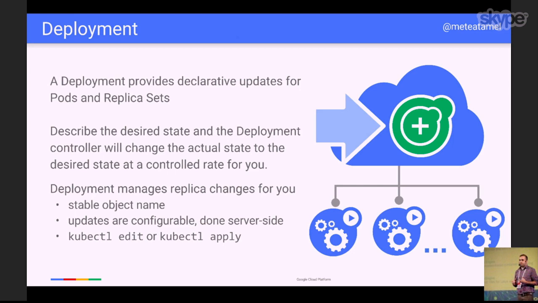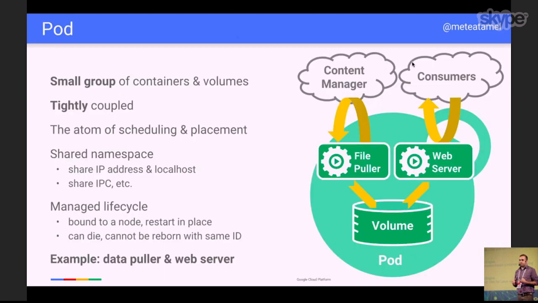Once you have a deployment, the first thing that you need to know about is pods. A pod is the smallest thing that can be scheduled in Kubernetes. It's the smallest atom, the smallest thing that you can actually schedule in Kubernetes. Usually it's a single container because usually you just want to run a single container. But sometimes there are use cases where you want to run multiple containers together because they're tightly coupled.